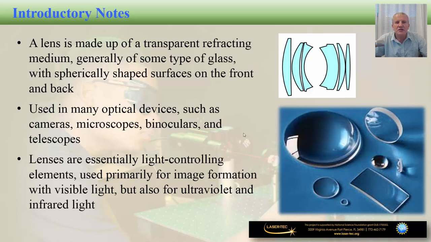Lenses are used in many optical devices such as cameras, microscopes, binoculars, telescopes, and this component basically represents a light controlling element that's used primarily for image formation with visible light, but it can also be used for ultraviolet and infrared light. The picture on the right hand side again shows a few different shapes of lenses. You can see some lenses that have a curved or spherical surface, while some of them can have a planar surface on one side. So it's a large variety of different lenses that are used in different applications.